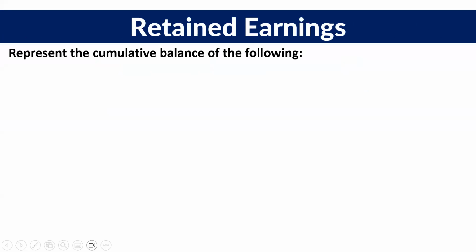So let us discuss first the nature of retained earnings. Retained earnings is one of the accounts that we can find in the shareholders' equity section of the statement of financial position. For IFRS, it is termed as accumulated profits and, of course, losses.